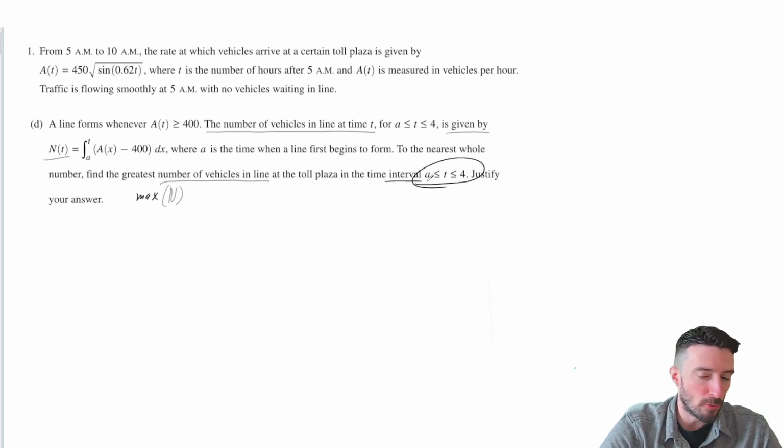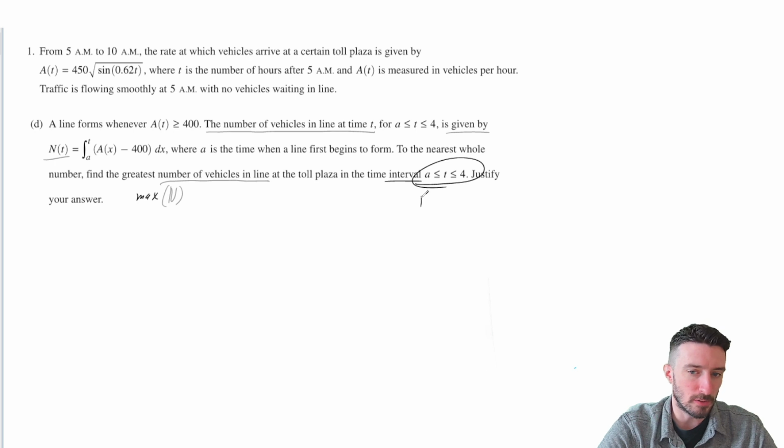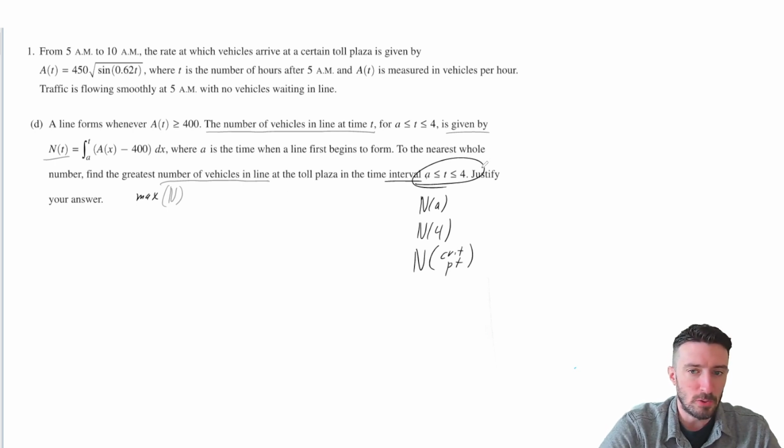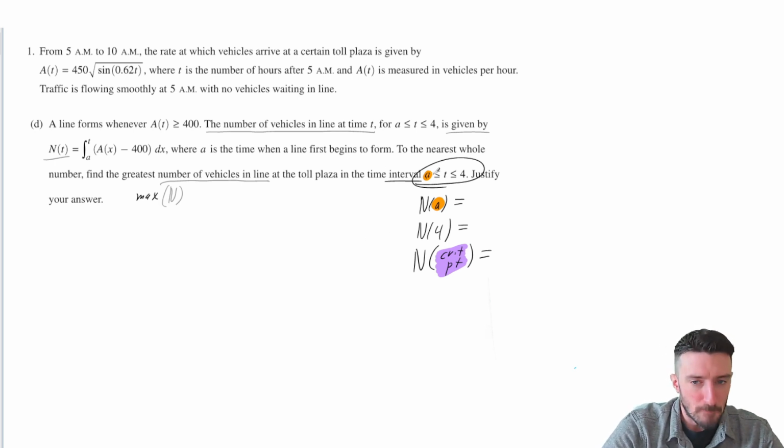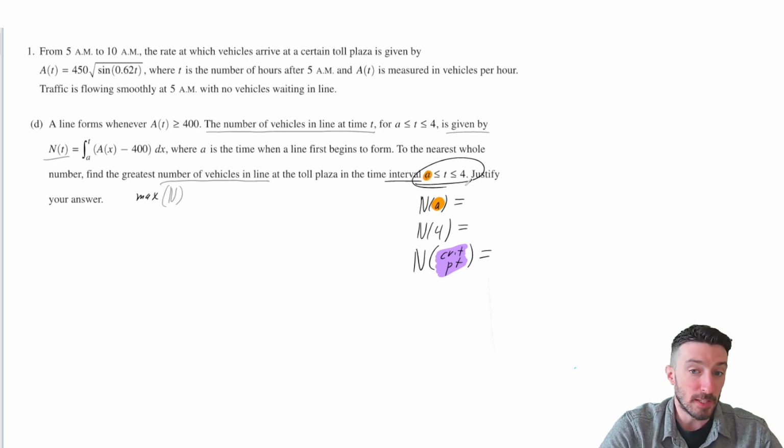Well, to do that, we're going to use the extreme value theorem, which says you've got to plug in your endpoints, so in this case a and 4, and we also have to plug in whatever critical points we're able to find. So we're going to need to figure out what a is, and we're also going to need to figure out whatever our critical points are, and then we're going to plug all of those in, and whichever one comes out the biggest, that will be our max. That's our absolute max on this interval.